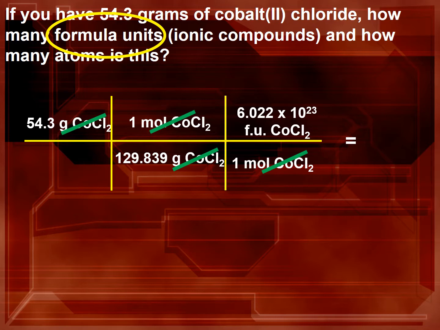So when we do this, and we'll move this down to make room, we end up with this number on our calculator, 2.518462 times 10 to the 23rd. We're going to have to round this off to 3 significant figures, just like our given, so we end up with 2.52 times 10 to the 23rd formula units of cobalt-2 chloride.